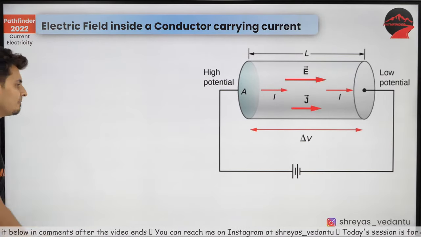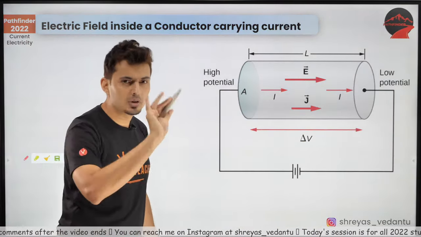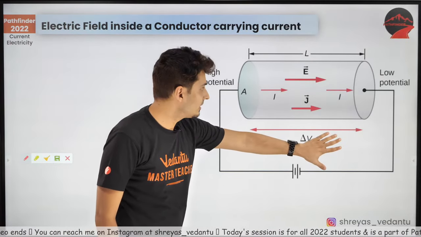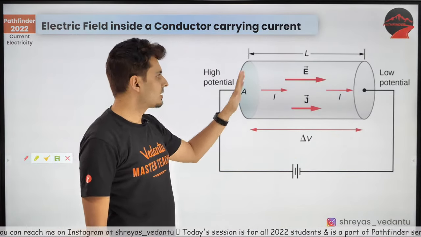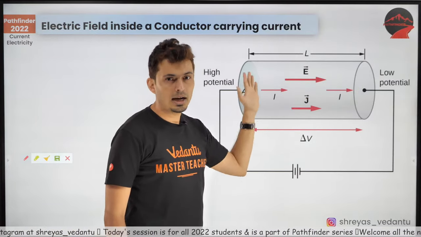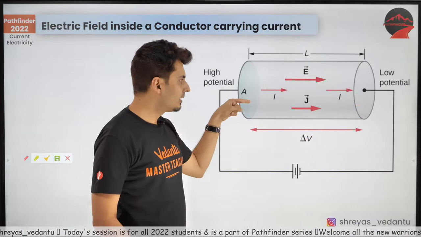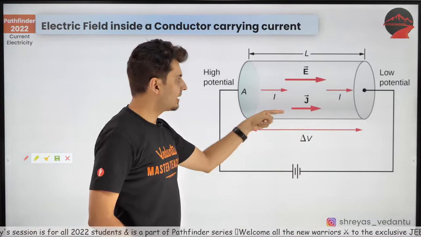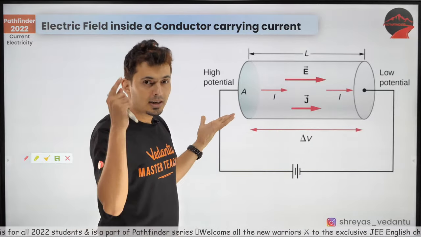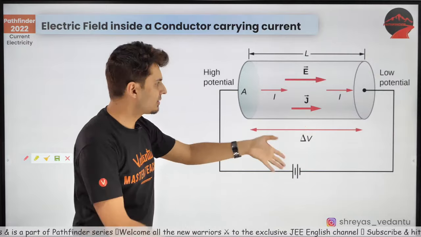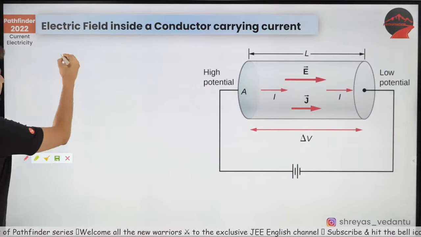Now, there is a very simple way of looking at this. Observe. I have told you about all this. Like when you create a potential difference, high potential, low potential, electric field is set up, high to low, and there is current which flows obviously from high to low potential. That means there is current density, which, remember, is current per unit area, a vector quantity, always in the direction of current. So this is what is set up.